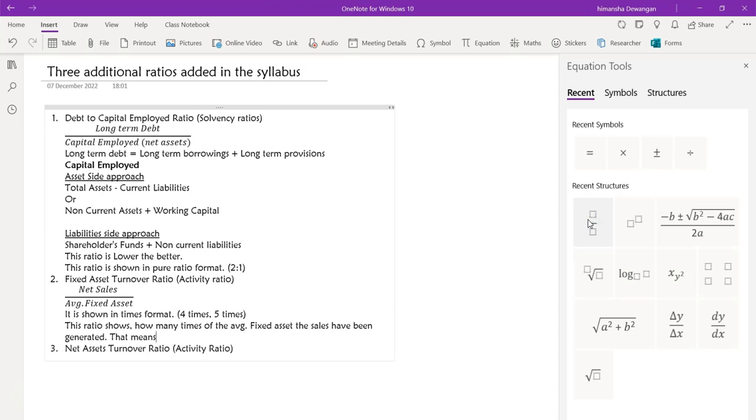That means it shows how efficiently the fixed asset have been used. All right, so let's say there are two organizations, both have 1 lakh rupees of fixed asset, and one company is generating 5 lakh rupees of sales and another one is generating 4 lakh rupees of sales by using the same amount of fixed asset. What will you say, Ayushi? Which organization is performing better?